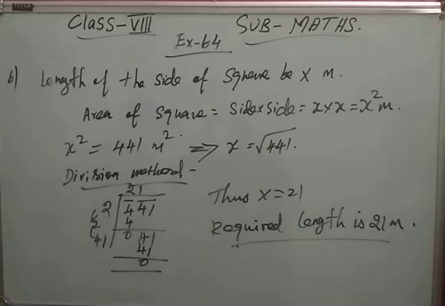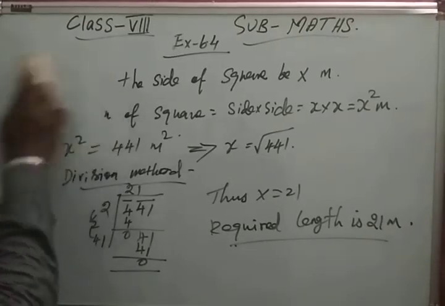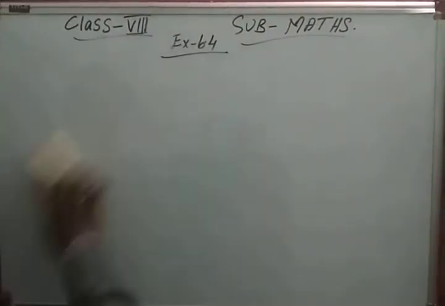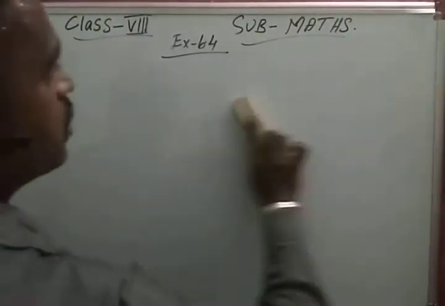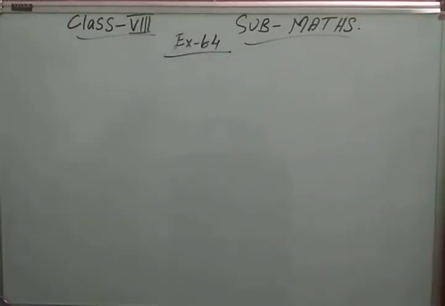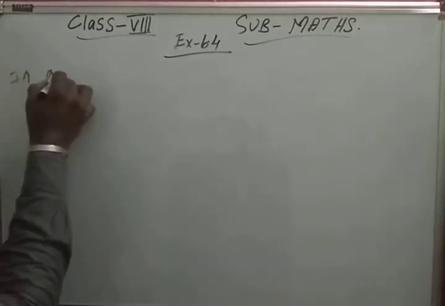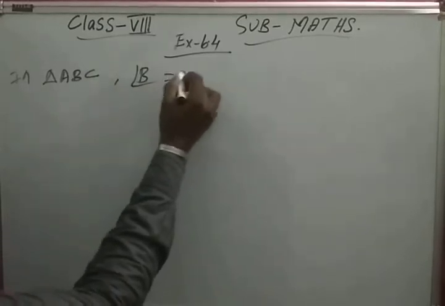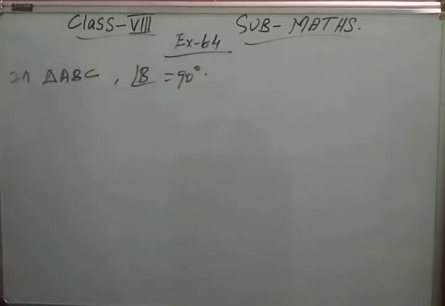Okay. Now question number 7. In the right angle triangle ABC, B is a right angle, they have given. So triangle ABC, angle B is equal to 90 degree.